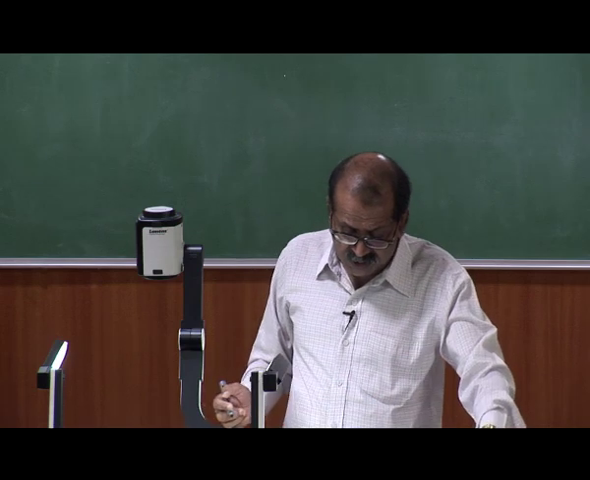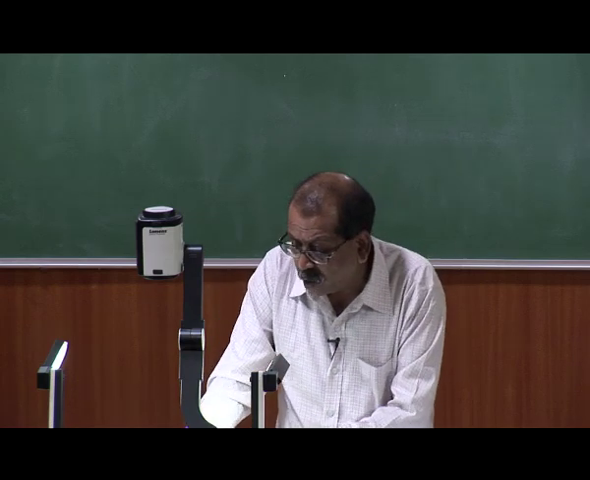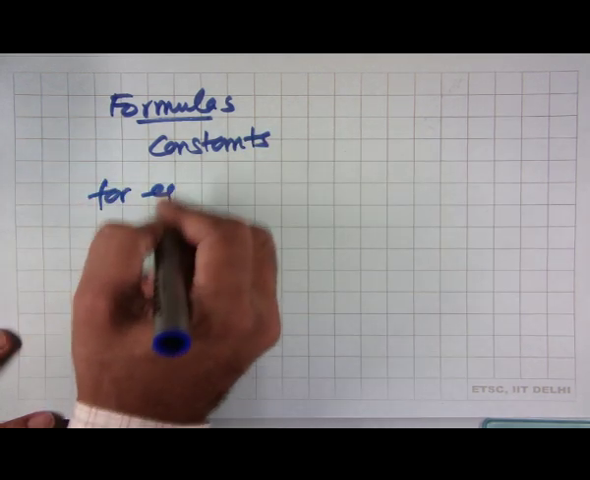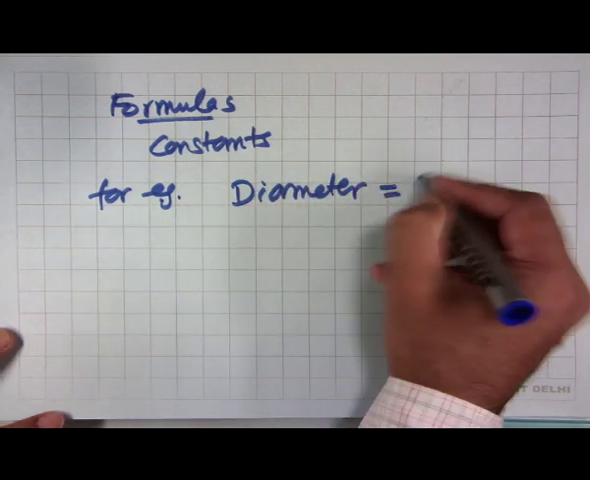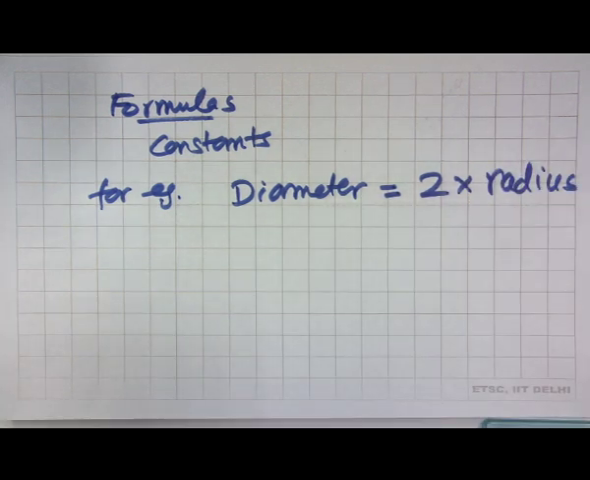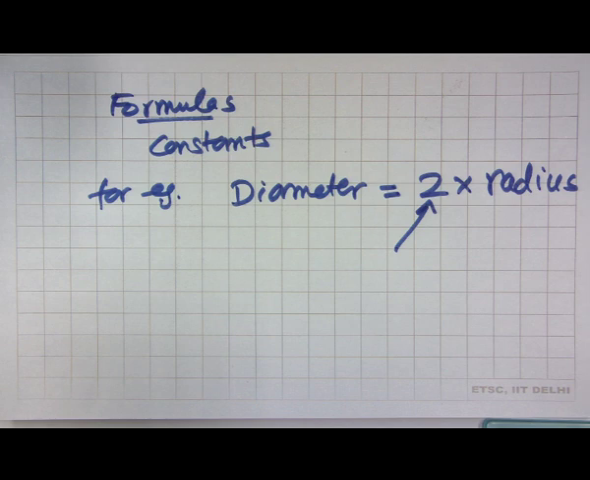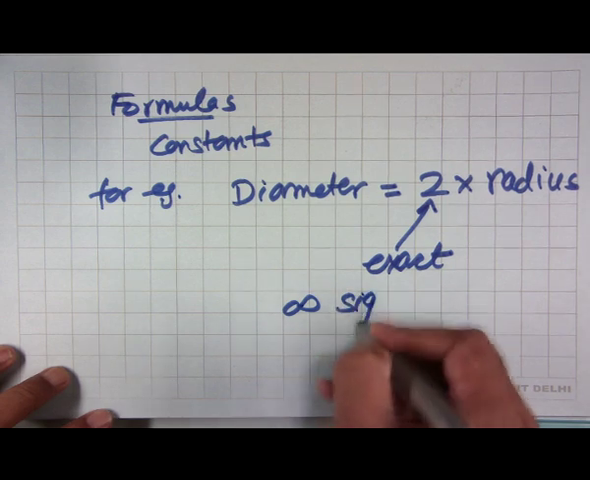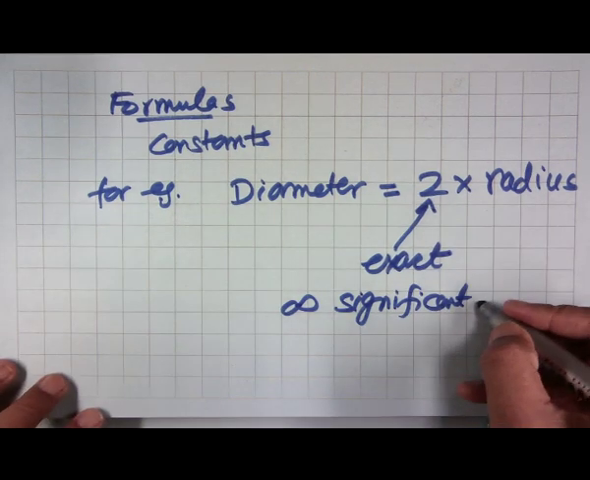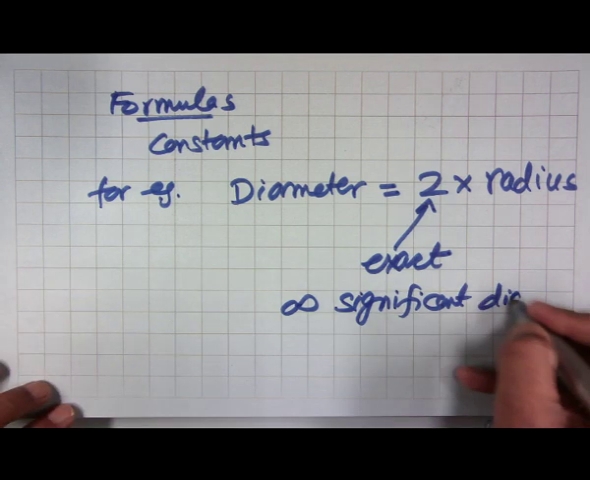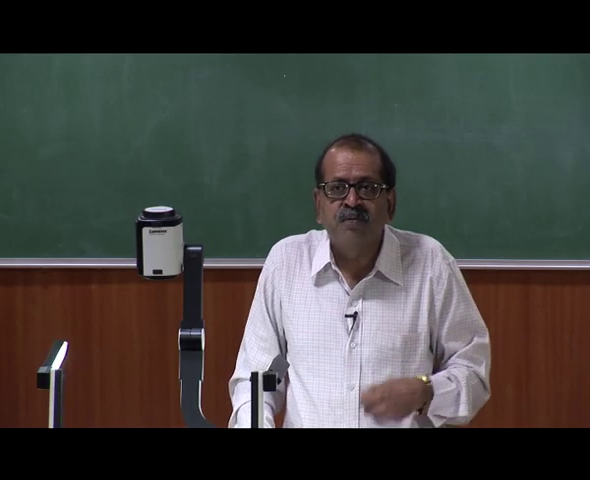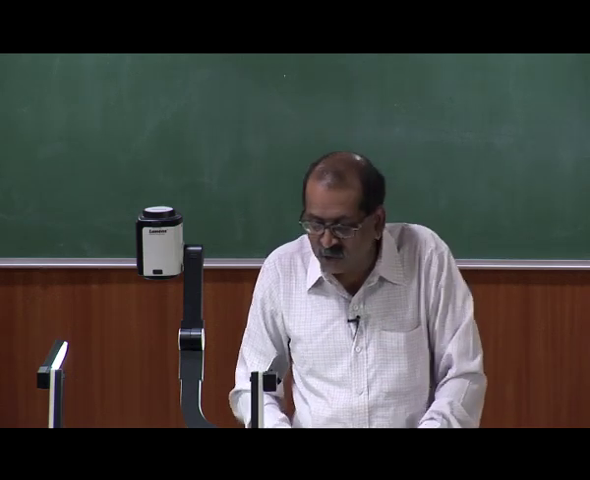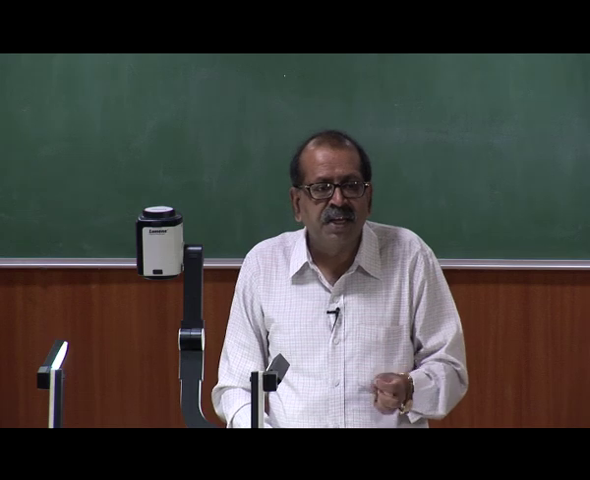Now, in certain quantities, what we find is that in some formulas there are some constants. For example, let us look at a very simple formula. Diameter is equal to 2 multiplied by radius. Now, in this particular formula, 2 is a number which is exact, and so this has infinite significant digits. That means the number is exact, so there is no error in this number. Similarly, when we calculate the circumference, we have 2 pi r, and the number pi can be calculated to as many significant digits as we like. So, therefore, when constants like these come in formulas, we do not take any error associated with them, they are assumed to be exact.